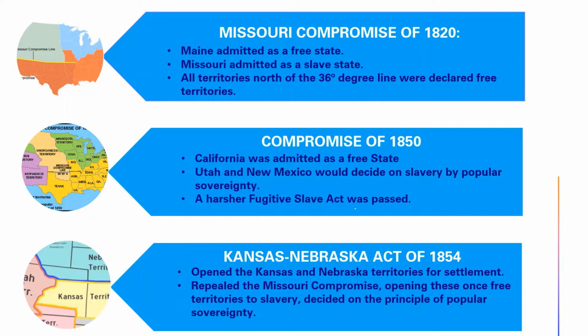Compromise of 1850. California was admitted as a free state. Utah and New Mexico would decide on slavery by popular sovereignty. A harsher Fugitive Slave Act was passed. Kansas-Nebraska Act of 1854. Opened the Kansas and Nebraska territories for settlement. Repealed the Missouri Compromise, opening these once free territories to slavery, decided on the principle of popular sovereignty.